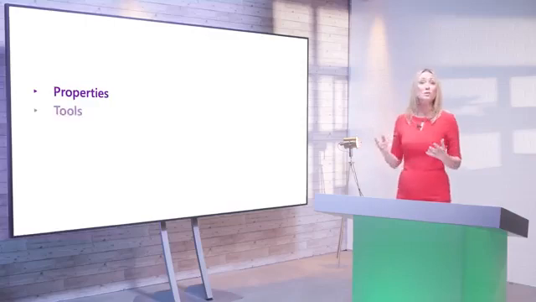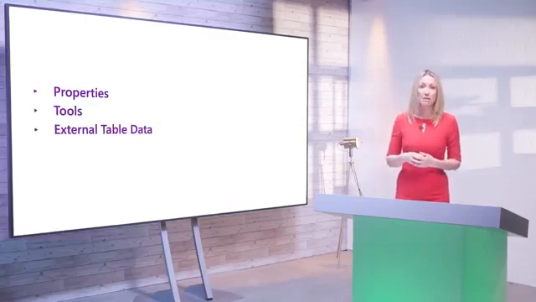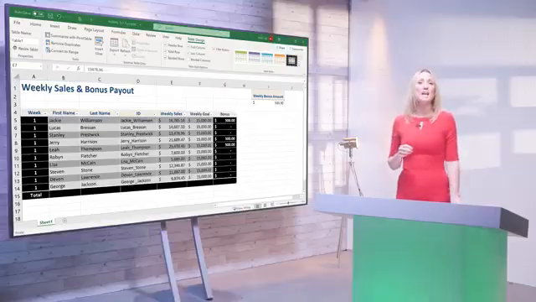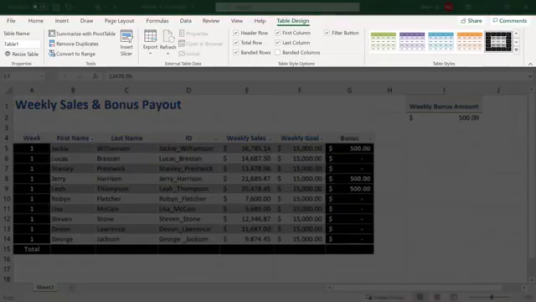Let's start with the groups. They are the Properties group, the Tools group, the External Table Data group, the Table Style Options group, and the Table Styles group. Now let's explore each one of them. Whenever you're working with a table, the Table Design Contextual tab appears on the ribbon. Using the controls on this tab, you can modify just about any aspect of your table.